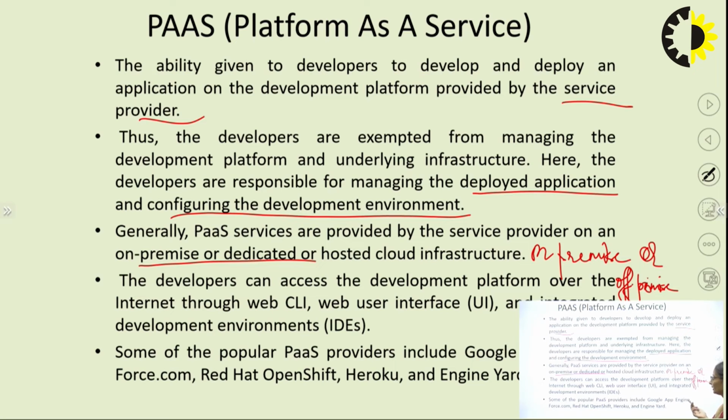The developers can access the development platform over the internet. They can use the web CLI, or they can use the web-based interface, that is their browsers in this case, and integrated development environment, that is IDEs. Some of the popular PaaS providers are Force.com, Google App Engine, Red Hat OpenShift, Heroku, and Engine Yard.